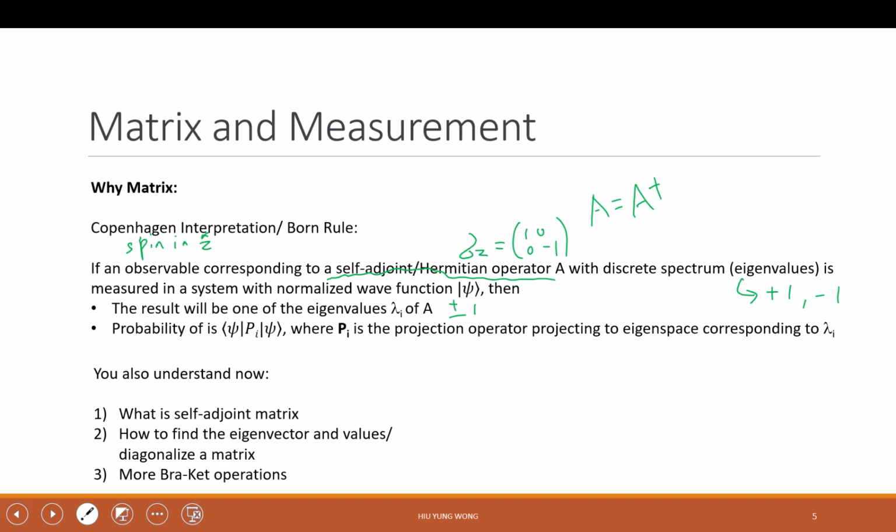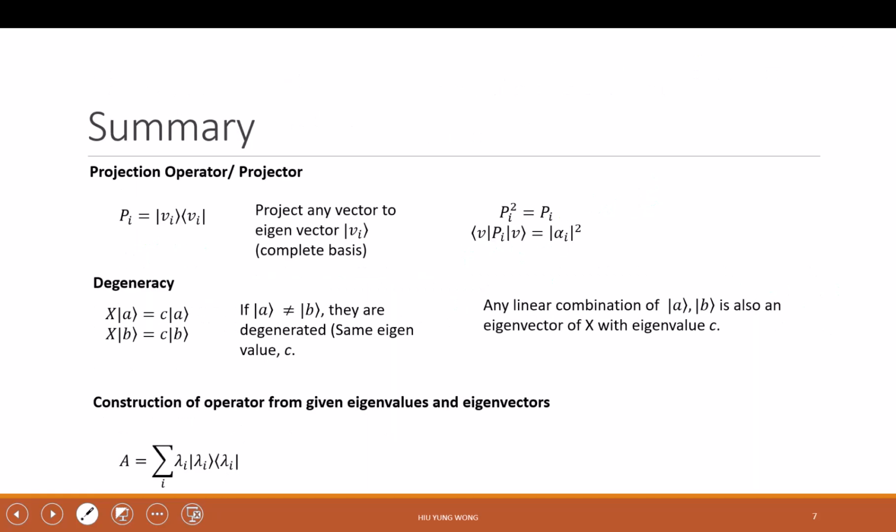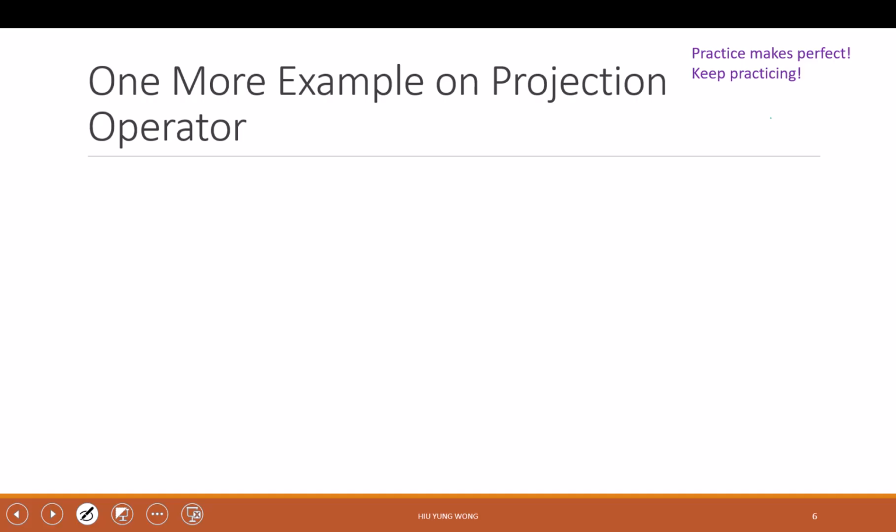When we reach here, the goal is to challenge you to have a deeper understanding of what you have learned so far, although it might not be necessary. Let's do one more thing. Let's practice the projection operator as an exercise. Assume I have a state psi equals 1 over square root 3 times |0>, minus i over square root 3 times |1>, plus 1 over square root 3 times |2>.